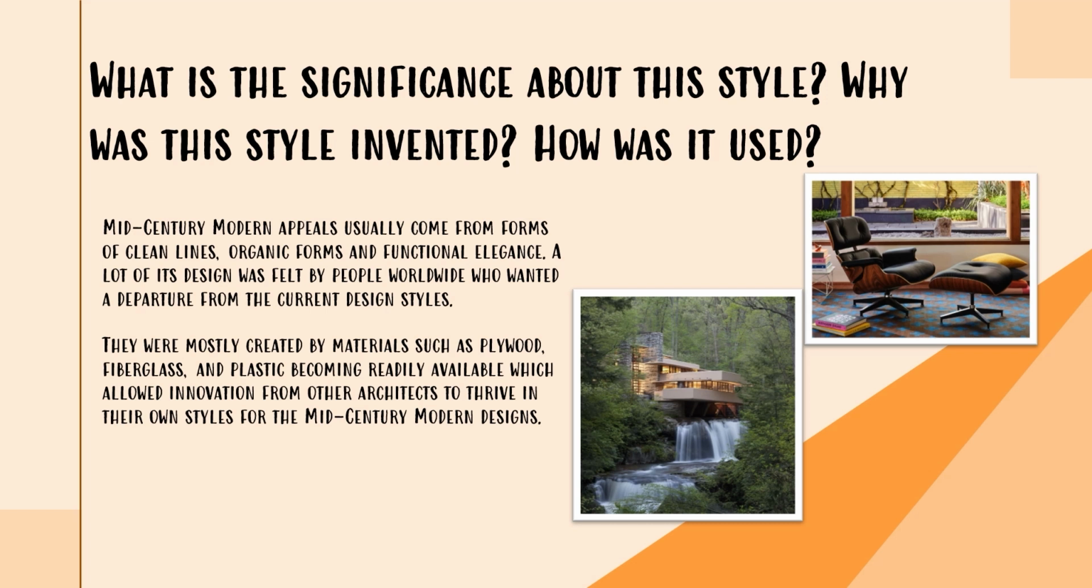What is the significance about the style? Why was the style invented? How is it used? Mid-century modern appeal usually comes from forms of clean lines, organic forms, and functional elegance. A lot of its design was felt by people worldwide who wanted a departure from current design styles. They were mostly created by materials such as plywood, fiberglass, and plastic becoming regularly available, which allowed innovation from other architects to thrive in their own styles for mid-century modern designs.